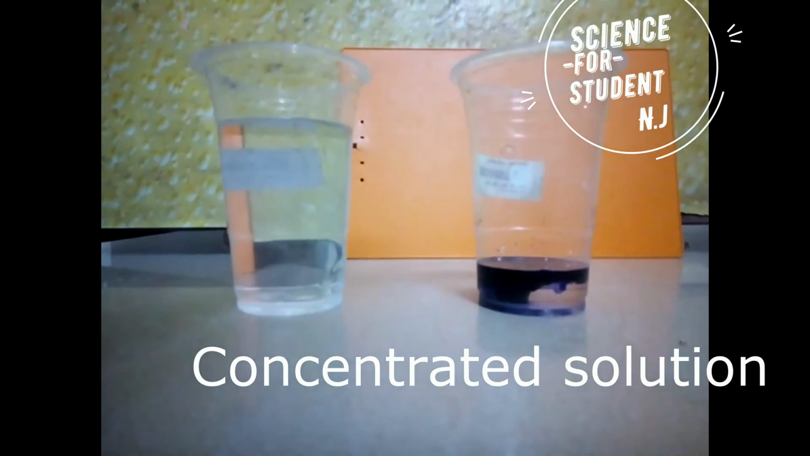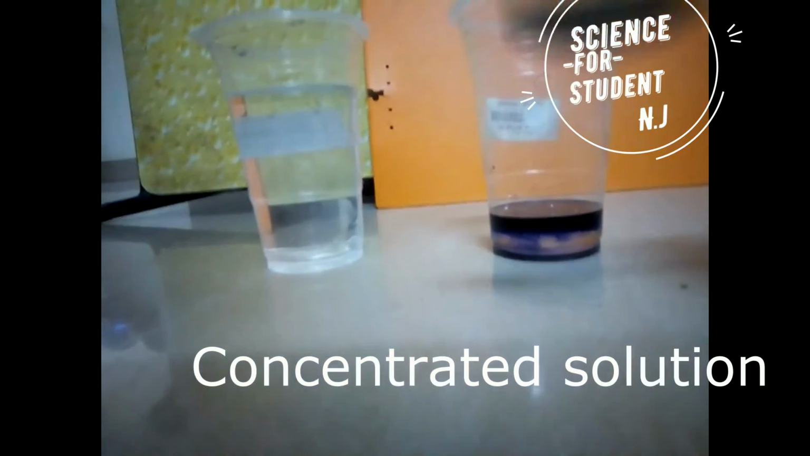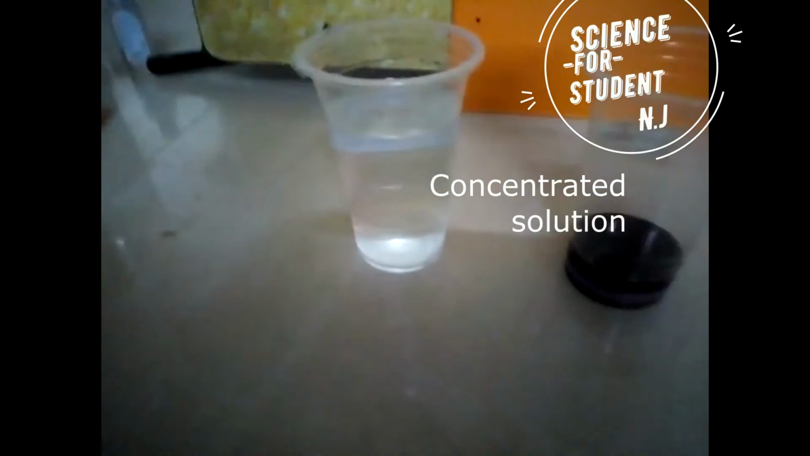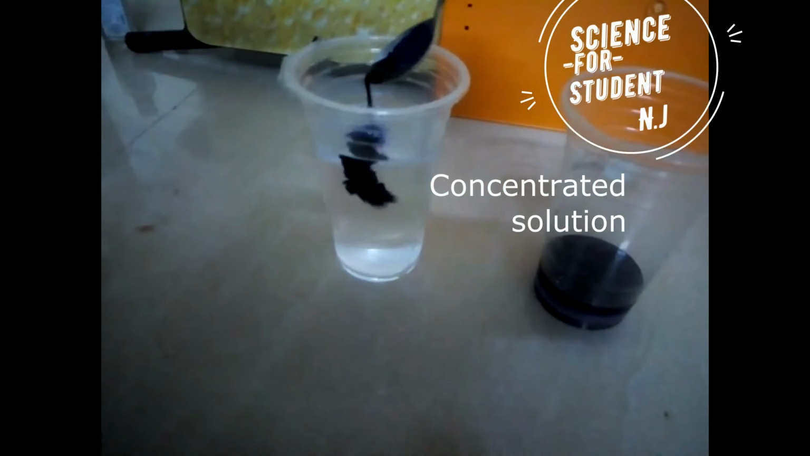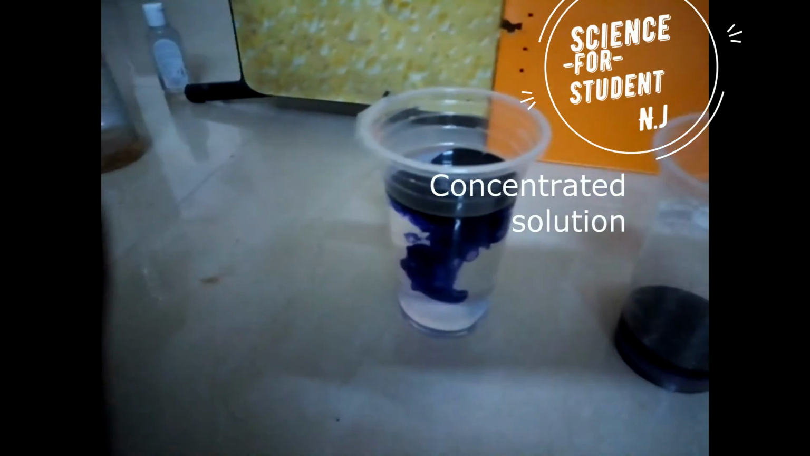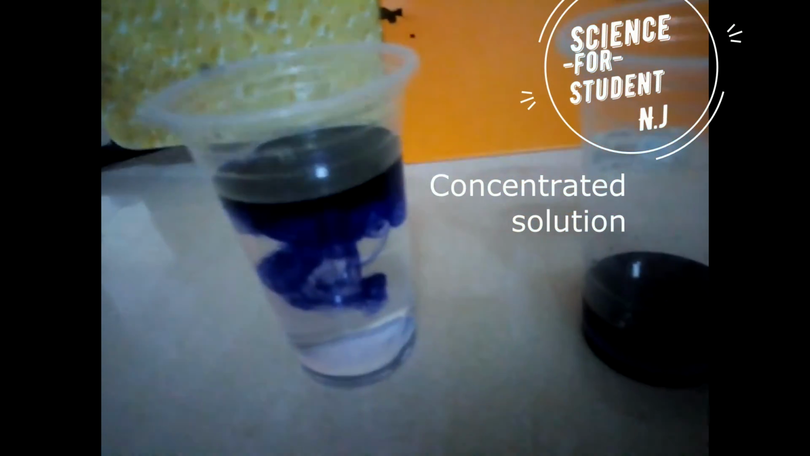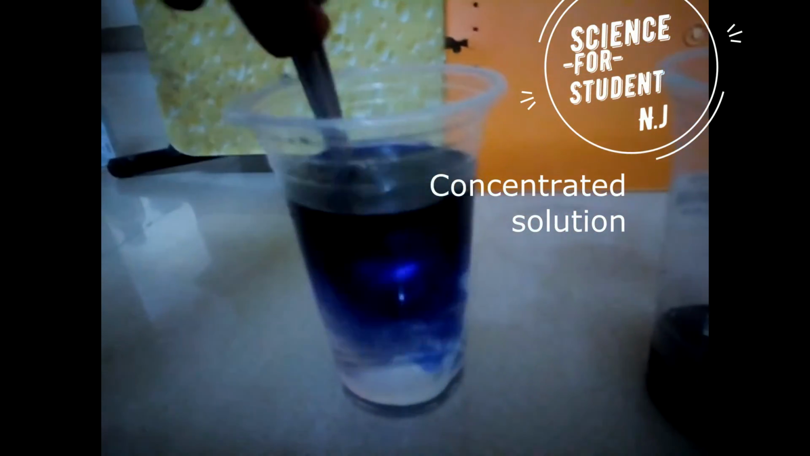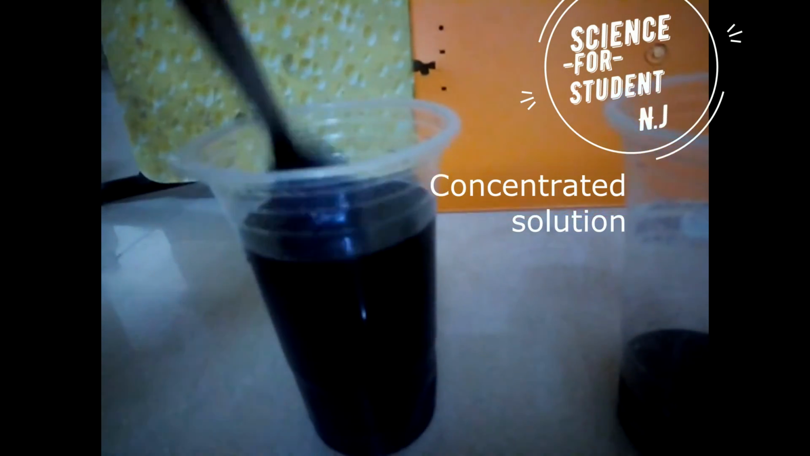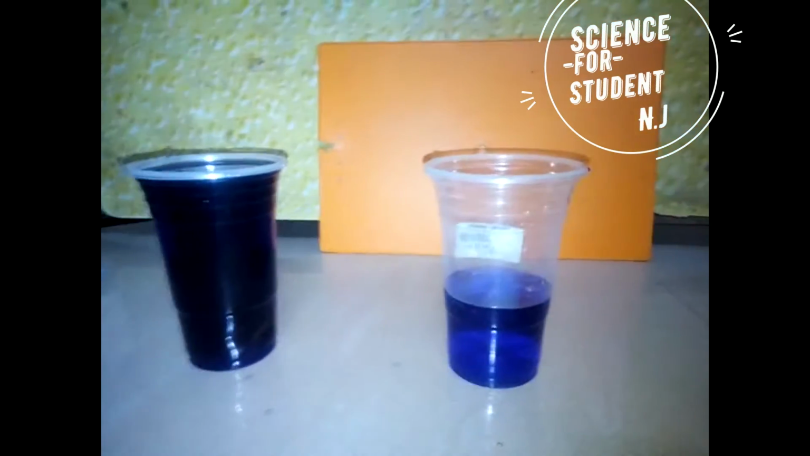Concentrated solution depends upon the amount of solute dissolved in the solvent. So the amount of solute decides whether it is a concentrated solution or a diluted solution. When we compare two solutions having the same solute and solvent, the one which contains a higher amount of solute per given amount of solvent is said to be a concentrated solution, and the other is said to be a dilute solution.